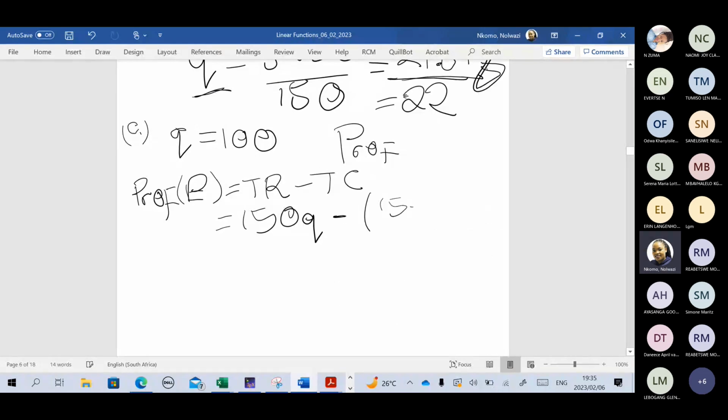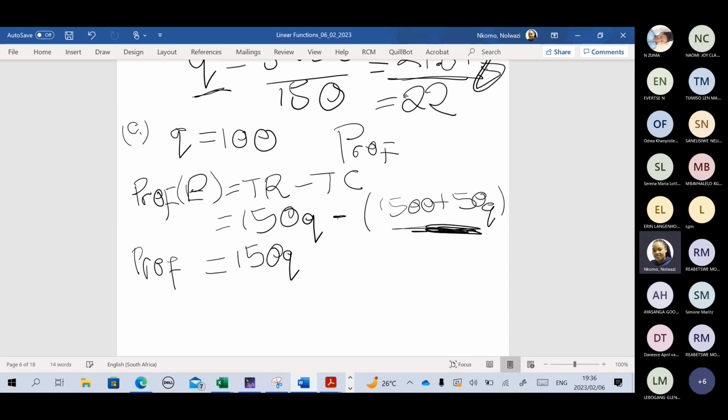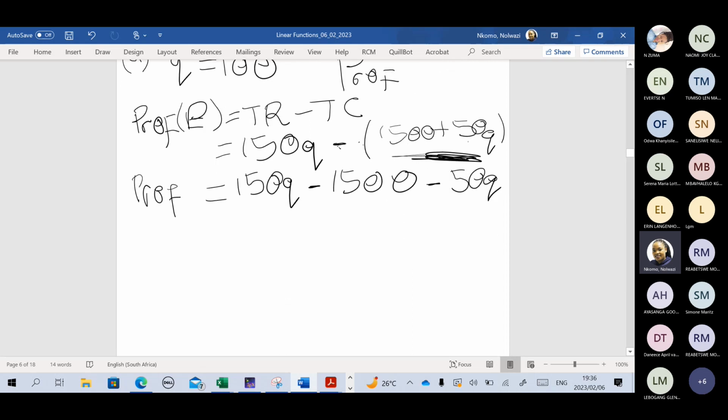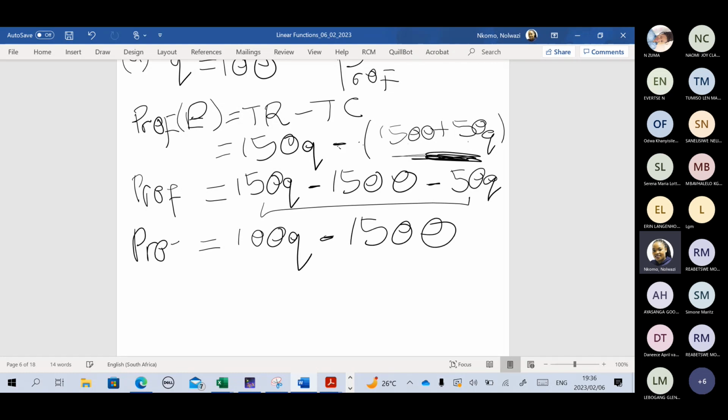So we have 1,500 plus 50 Q. Okay, so this means the function that represents the profit would be 150 Q minus the bracket. Now you can multiply -1 by everything inside the bracket. So we have -1 times 1,500, and this gives us -1,500. Then -1 times 50Q, we have minus 50 Q. Then the next step is to simplify, because we still have like terms, right? If we collect like terms, we'll have 150 Q minus 50 Q, which is 100 Q minus 1,500. Okay, this is the profit function.